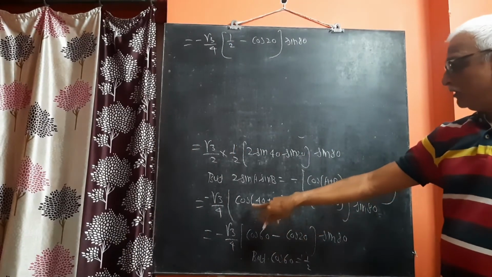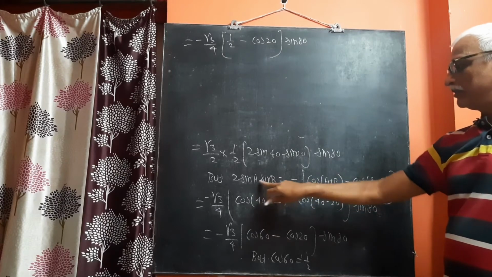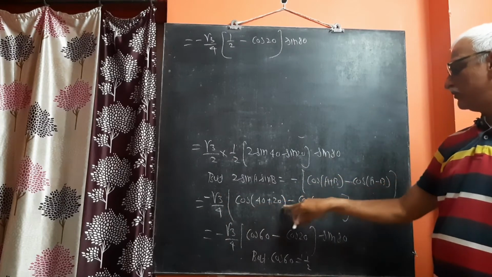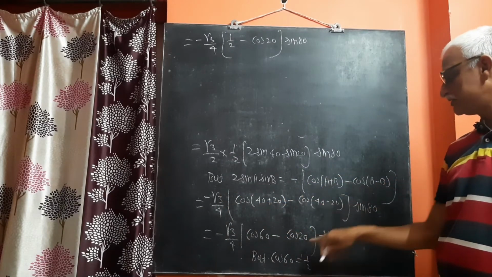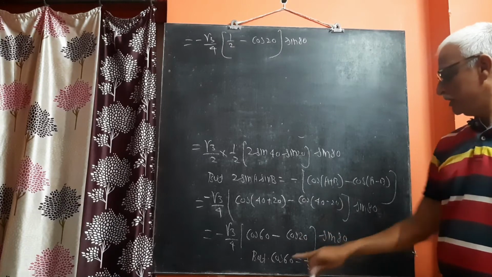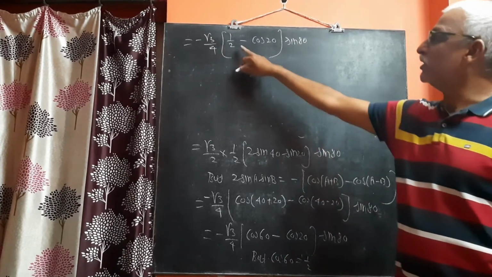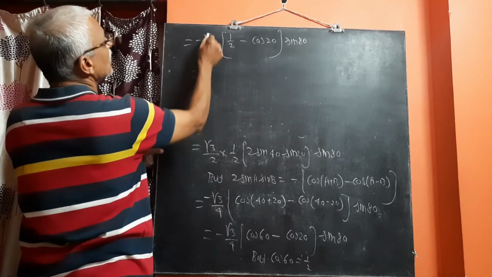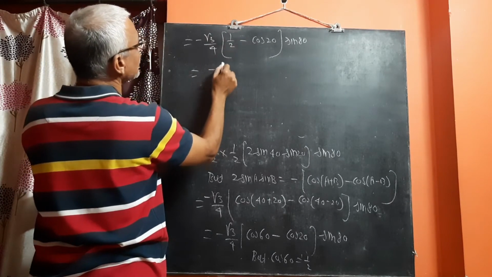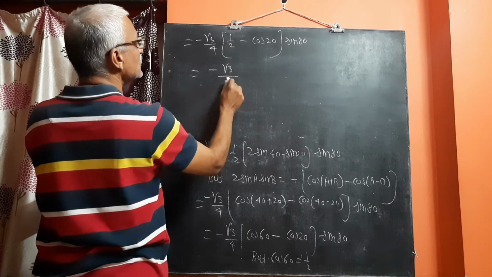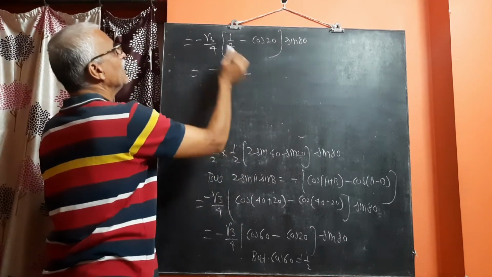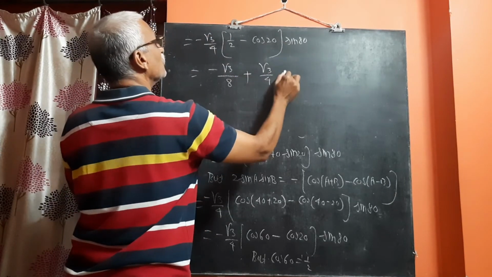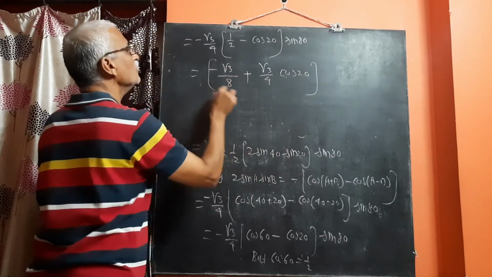See here, we applied 2 sin A sin B. By the application of 2 sin A sin B, we have got minus root 3 by 4 into cos 60 minus cos 20, into sin 80. But the value of cos 60 equals 1 by 2, so we have substituted it. Now simplify the bracket. It is minus root 3 by 4 into 1 by 2, that means minus root 3 by 8, minus of minus plus root 3 by 4 into cos 20, the whole into sin 80.